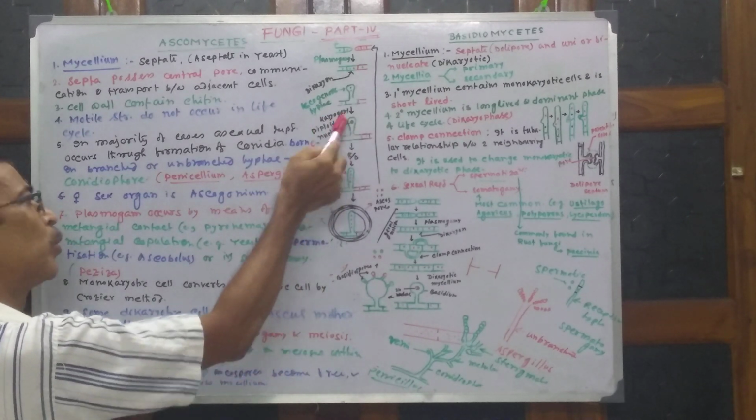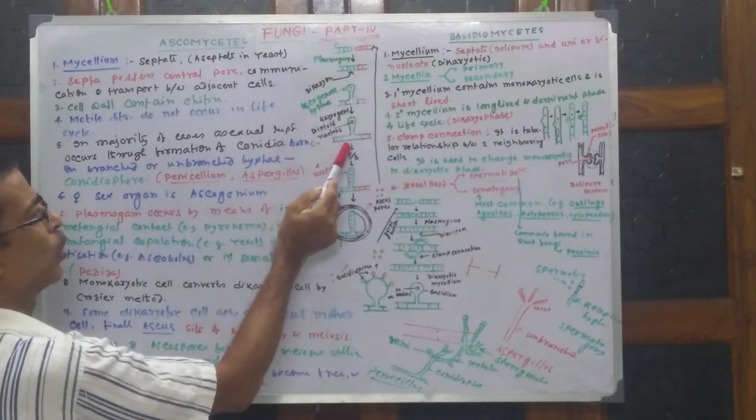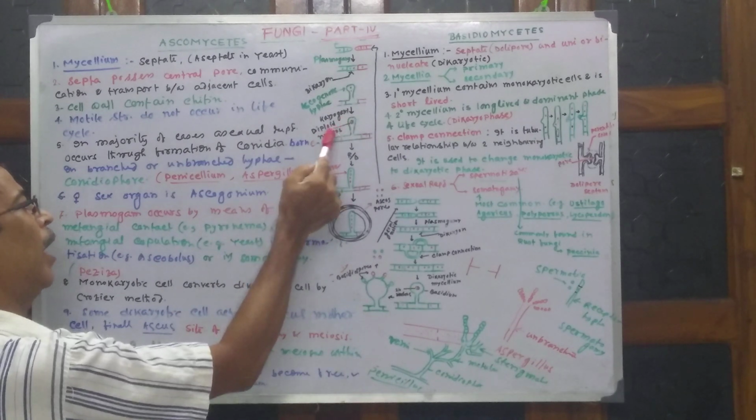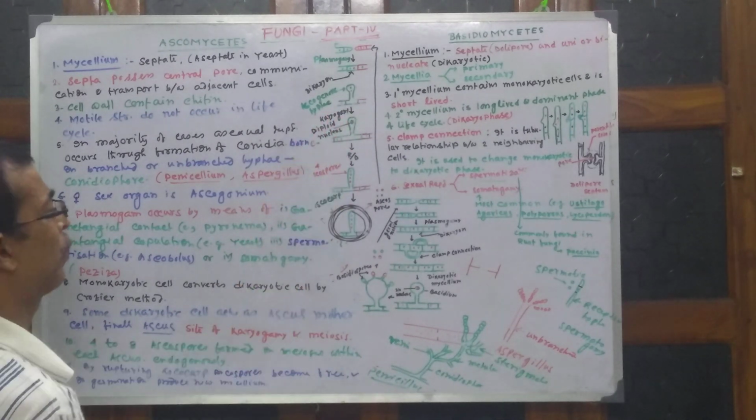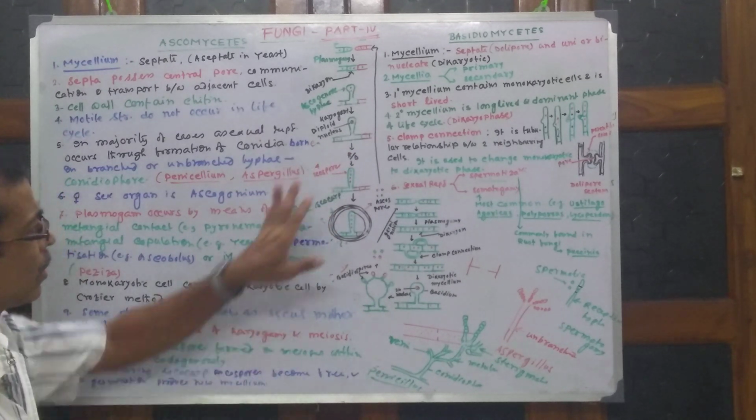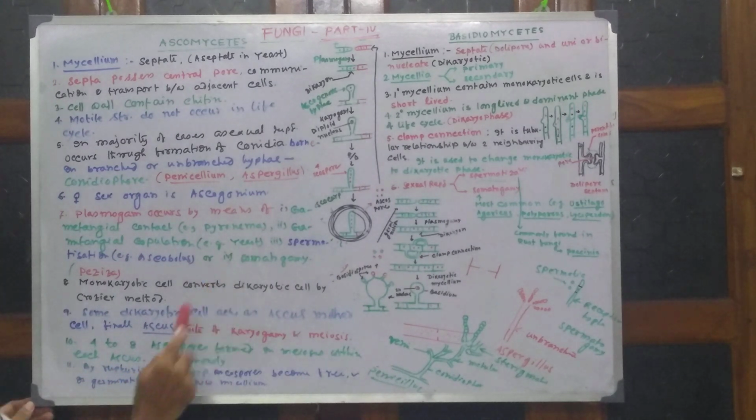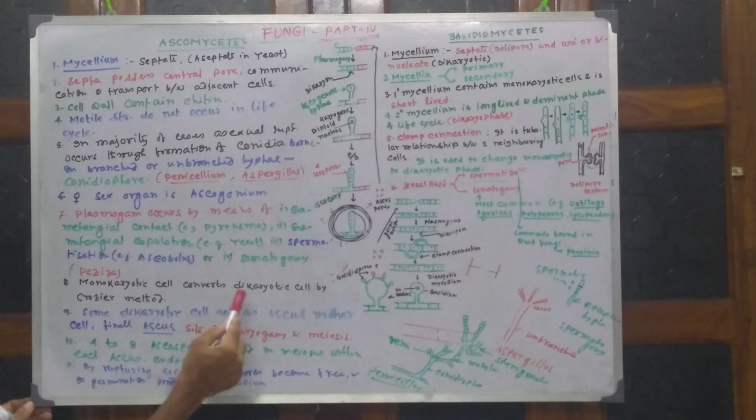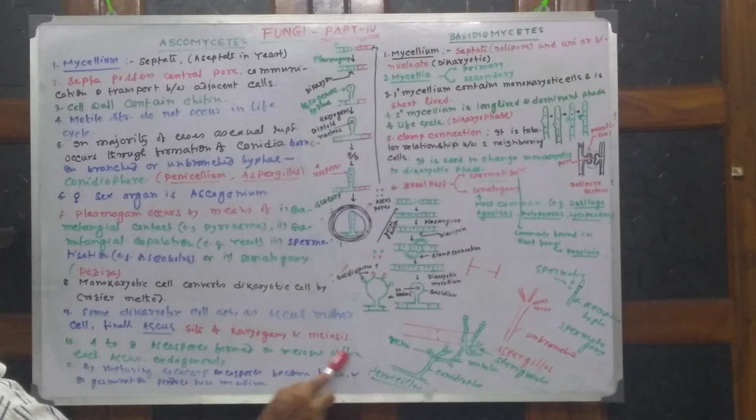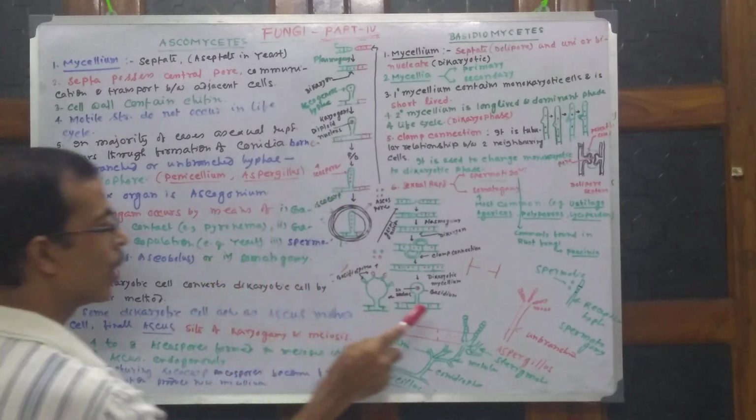Within the ascus, the nuclei of opposite strains, plus strain and minus strain, enter into the ascus and there they fuse, that is karyogamy. After karyogamy, it immediately undergoes meiosis and forms spores. The spores may be 4 or 8 ascospores. These are called ascospores as they are produced within the ascus. Ascospores are formed on meiosis within each ascus, endogenously, unlike conidia.